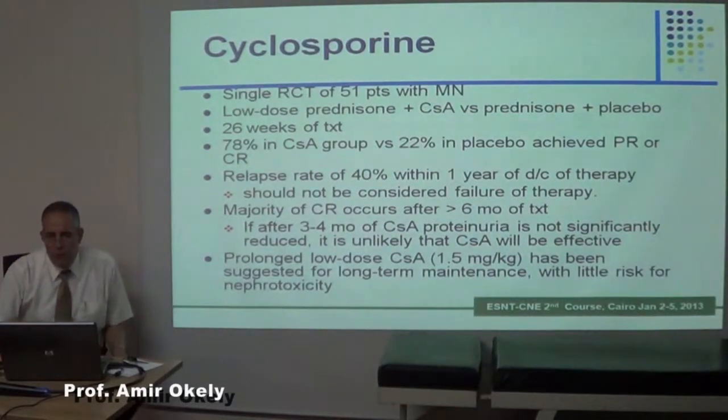We may use cyclosporine. Single randomized control trial of 51 patients with membranous nephropathy. Low dose prednisolone plus cyclosporine versus prednisolone and placebo. 78% in cyclosporine group versus 22% achieved partial or complete remission.